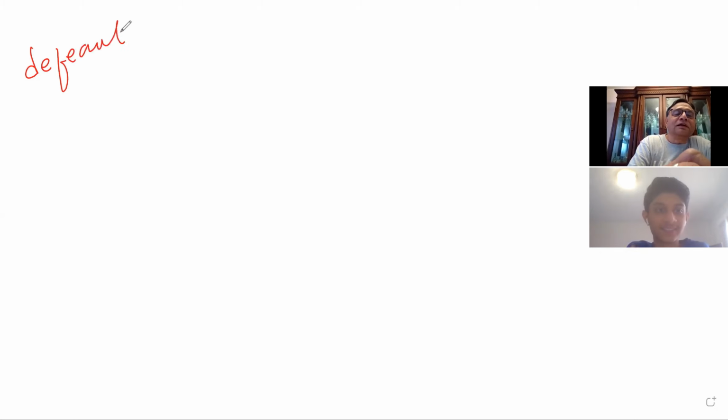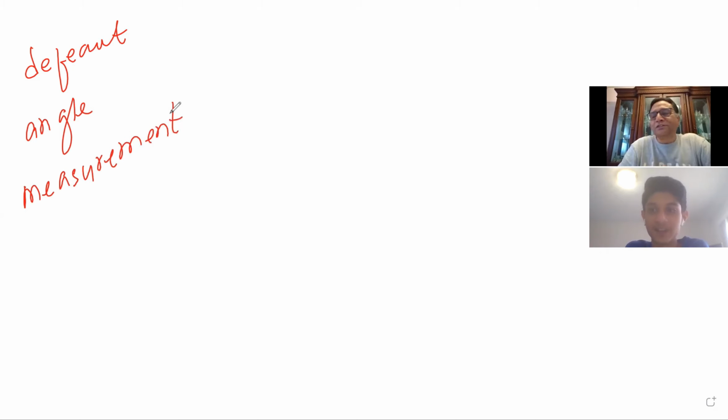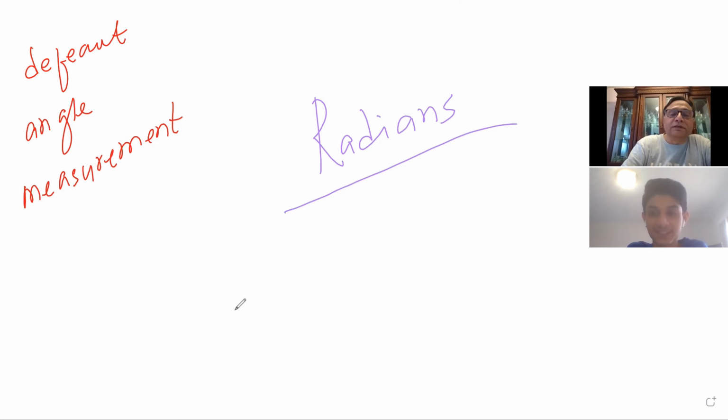Correct. Now, to begin with, can you tell me what is the default measurement for an angle? Degrees, sir. So see, this is a very important question, right? Default angle measurement. So you'll be surprised to know it is radians, not degrees. It is radians. You understand? Very important question. It is radians, not degree.